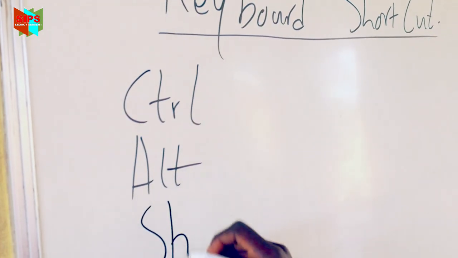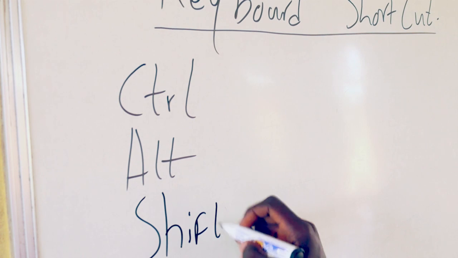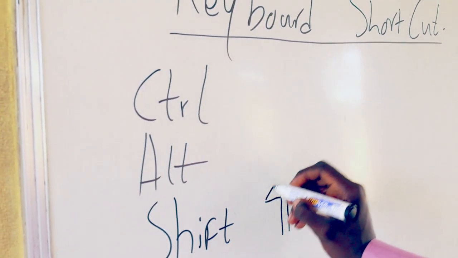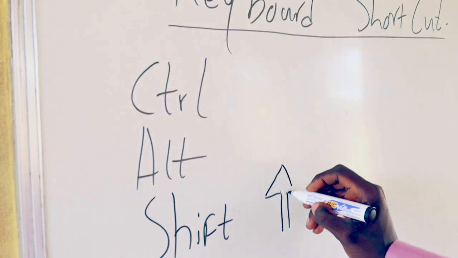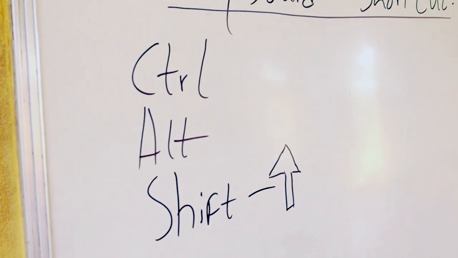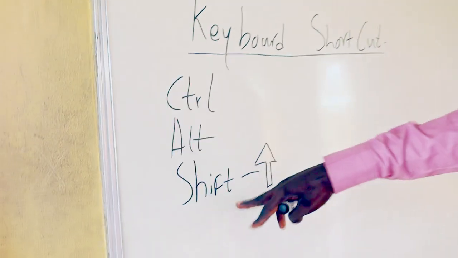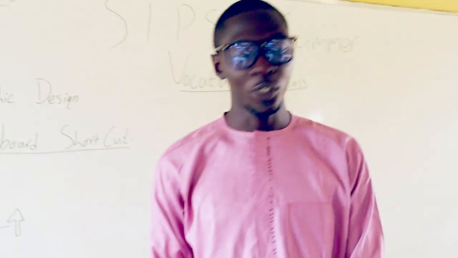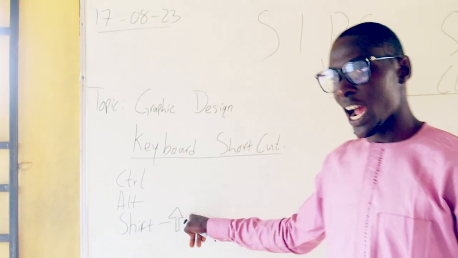Normally, if it's not written shift, you will have an arrow there pointing up, so they are the same. In some keyboards, they will not write shift. Like in this specimen I'm holding here, you will not have the word shift there, but you have the arrow.